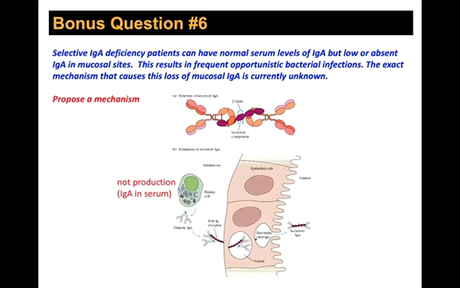But the first is, it's not production of IgA. So you do have cells that are producing IgA, it's in the serum. You could argue that it might be a problem with the J chain, that it's not folding correctly. But in most patients, you do have dimeric IgA in the serum. The more common problem that is associated with selective IgA deficiency is actually binding to the poly-IgA receptor, right?